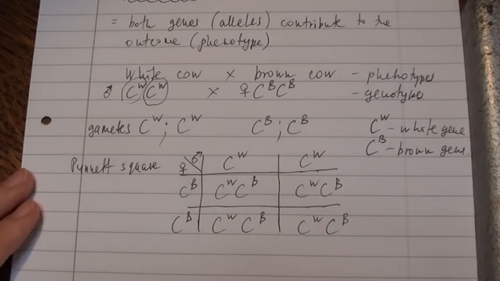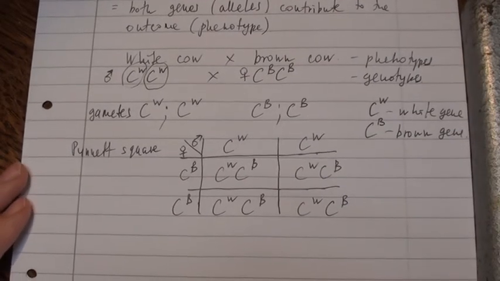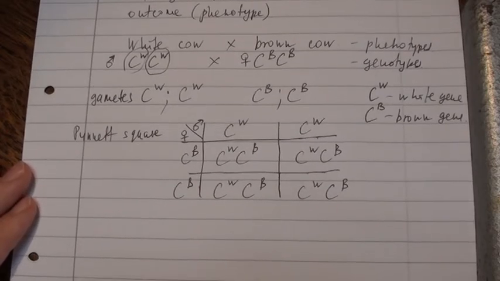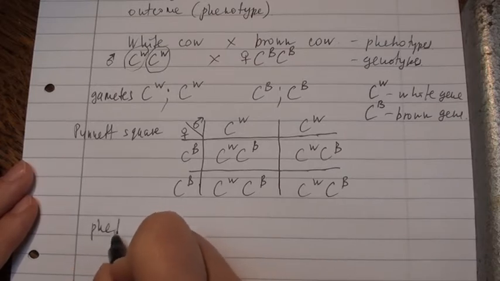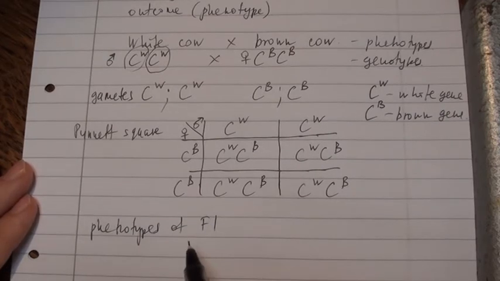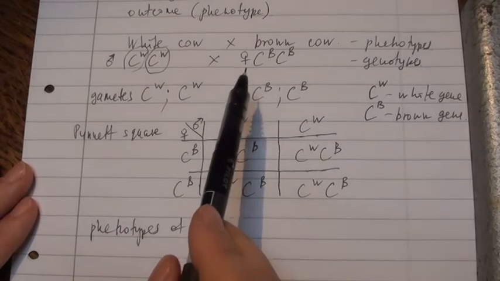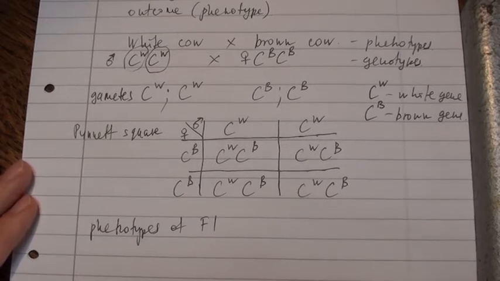This is going to be our 4 possible outcomes, the 4 possible little baby cows we can have. And so the last step is to work out what the phenotypes are of these cows. So what are the phenotypes of F1? You remember F1 is the first generation. So my white and the brown cow, they were parents. So this is showing you the first generation, or F1.